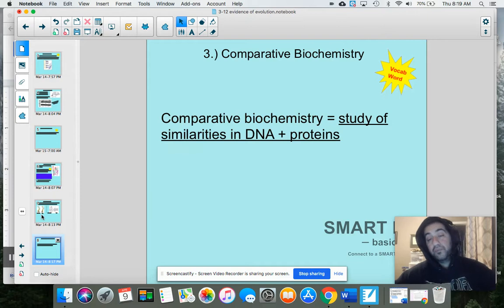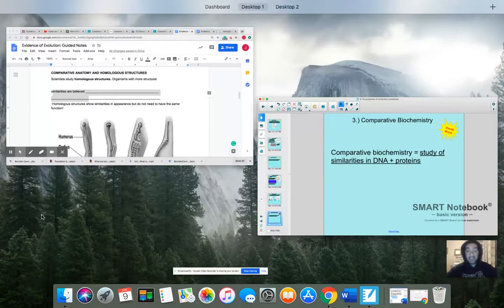All right, so moving on. The third piece of evidence is titled comparative biochemistry. Comparative biochemistry is the study of similarities in DNA and proteins.